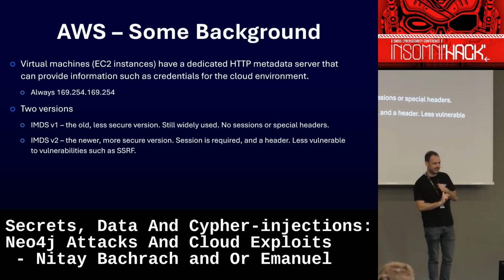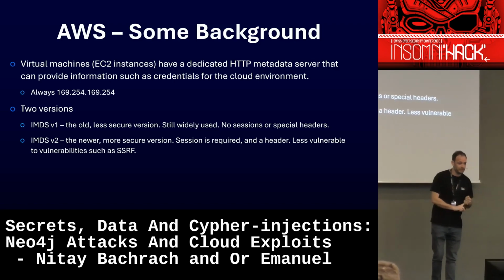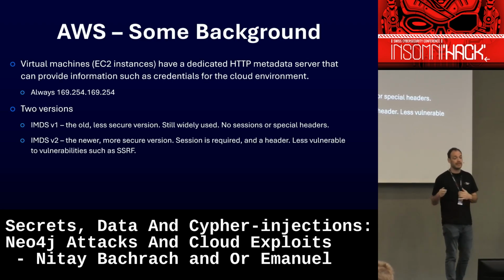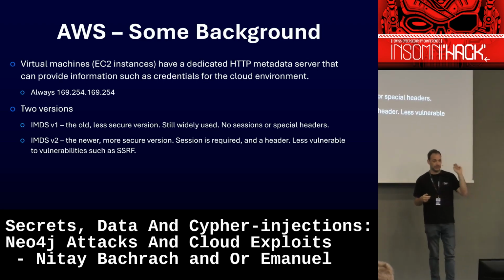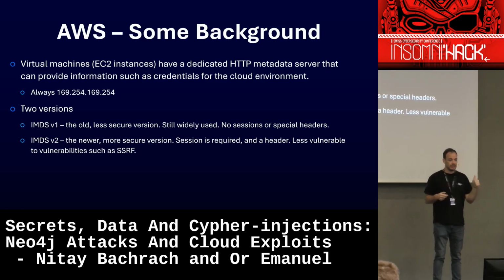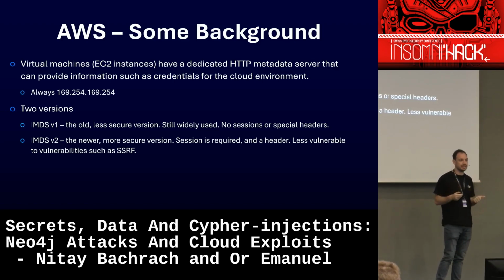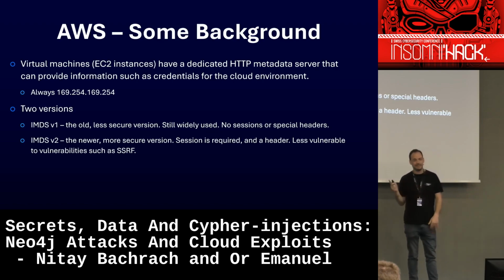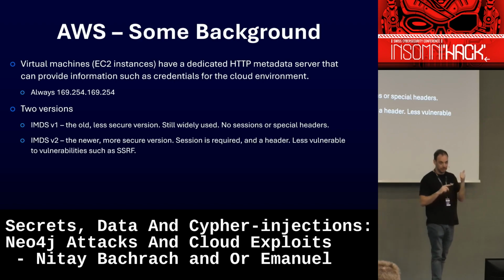This server is always 169.254.169.254, also in Azure and GCP. And in AWS, there are two versions. We have IMDS v1, which is old and less secure, but still widely used. It's by far more common, because it is still the default. And it's less secure because there are no sessions, no special headers. Any SSRF, even the simplest, and you're in.